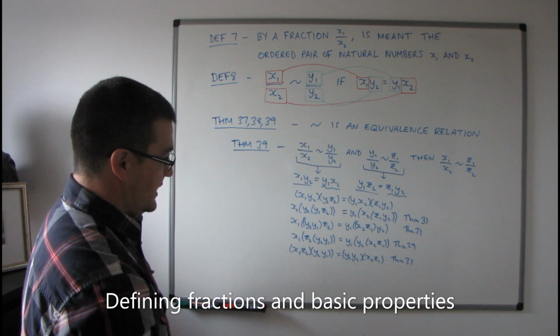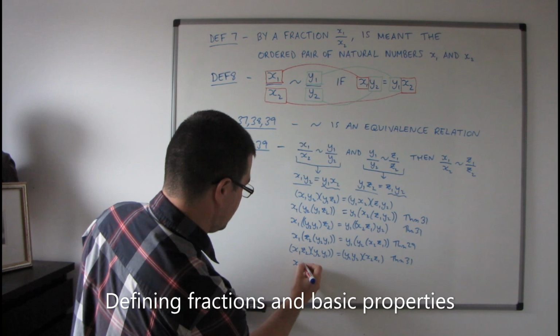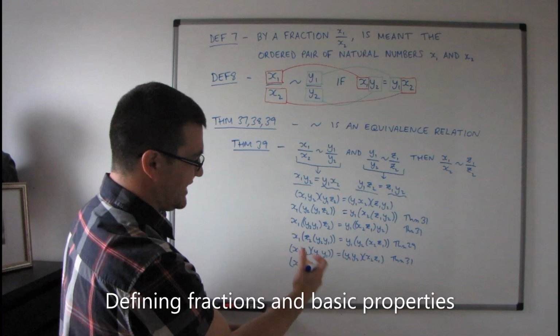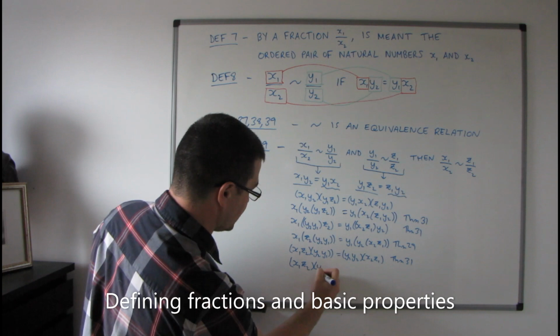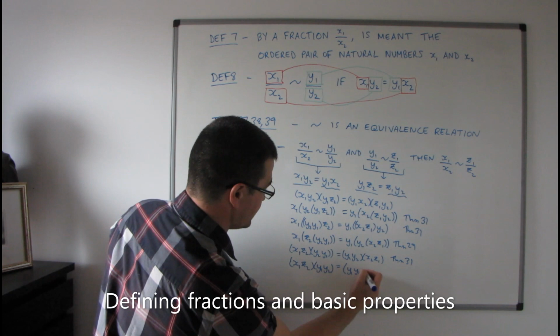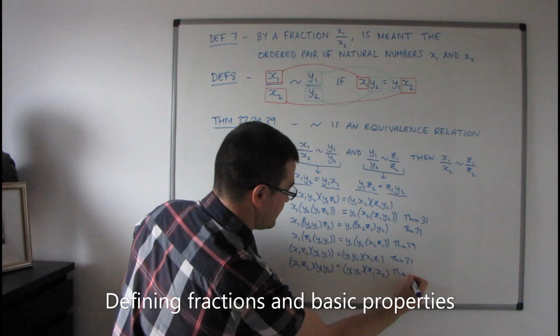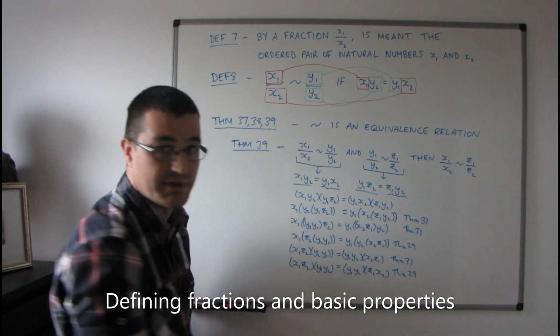And okay, what else do I need to do? I need to switch these two around. So up until this point, I've been doing roughly the same thing on each side, but now it's going to be the same at this stage as well. So y1 y2 equals y1 y2 times z1 x2. So that's theorem 29 applied to the natural numbers in each of these brackets here.